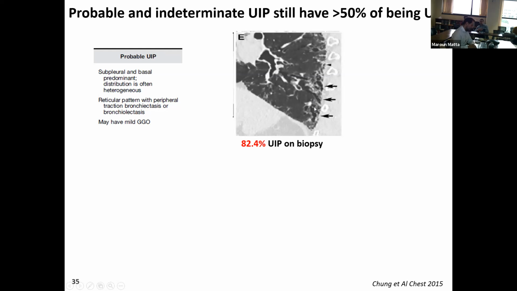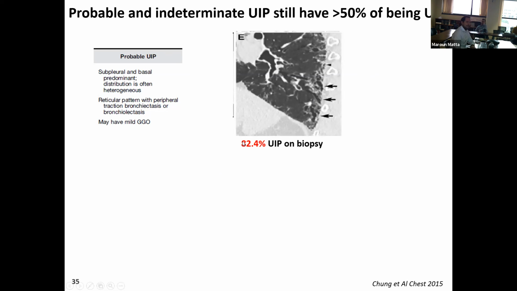If you have that, in about 83% of the cases, it's going to come back as UIP on biopsy. So it's not going to deviate very much. 83 is not 100%, so that is worth a discussion with the patient. Most of us would not biopsy someone with probable UIP, unless they jump up and down and say, no, I want to know with 100% certainty and I'm going to take the risk.